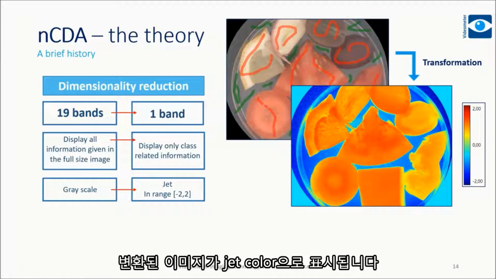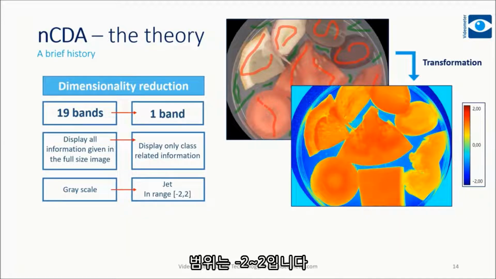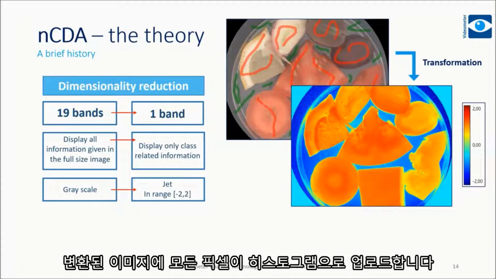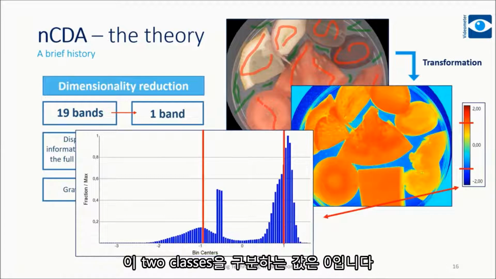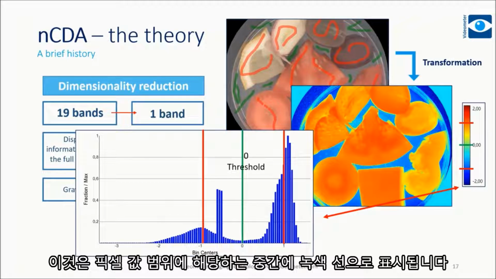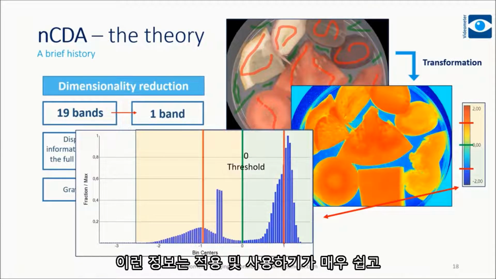The transformed image is displayed in the jet color scale, which goes from blue to red, with pixel values ranging from -2 to 2. To visually support this explanation, all the pixels in the transformed image are plotted in a histogram. From the histogram it is clear that the two classes are now distributions with centers around -1 and 1, and the threshold value for separating these two classes will be 0. This is indicated with a green line in the middle. The color bar, which corresponds to the pixel value range, is included to help visualize where the separation between the red and blue class happens.